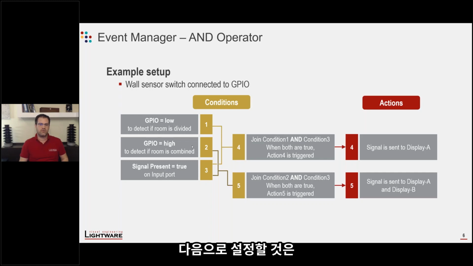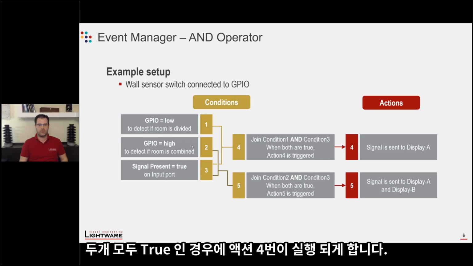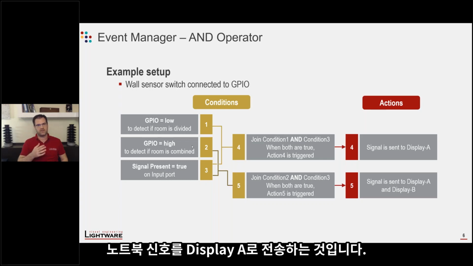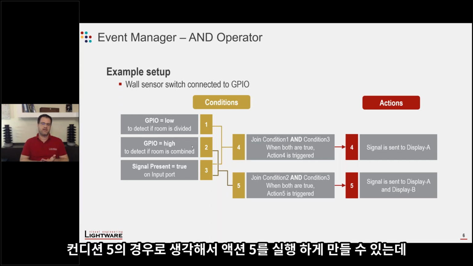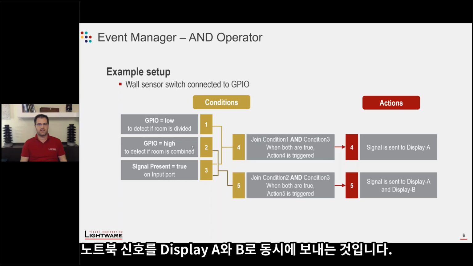What I need to do is to set up a fourth and a fifth event to join these conditions. I can join condition 1 and condition 3, and when both are true, action 4 is triggered, so the signal is sent to display A. And the funny part is, when the same condition 3 is true, but condition 2 is active, then I can trigger action 5 and send the signal to both displays.